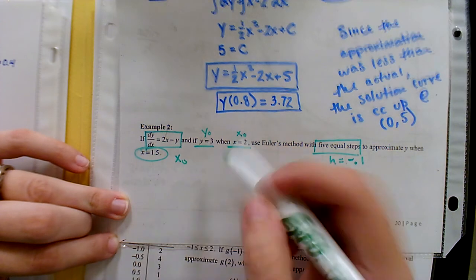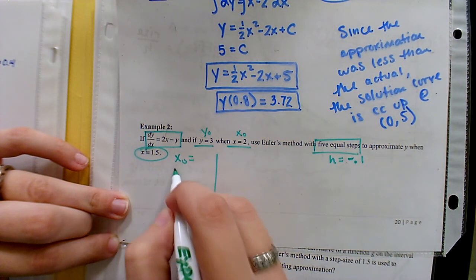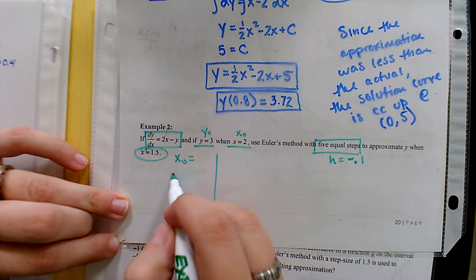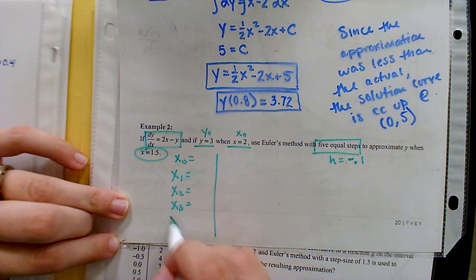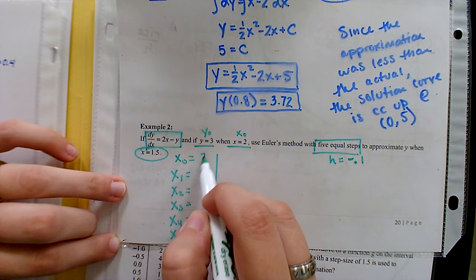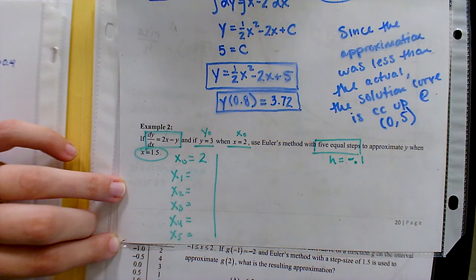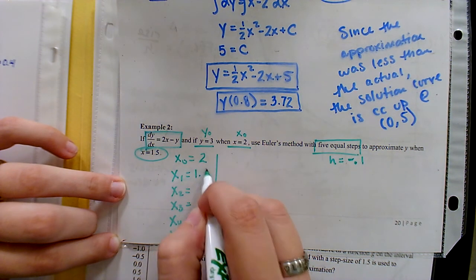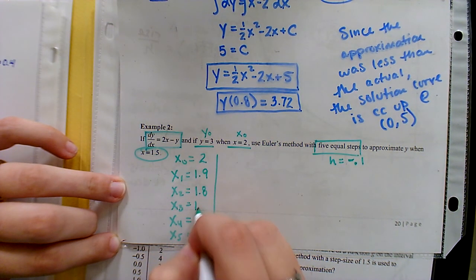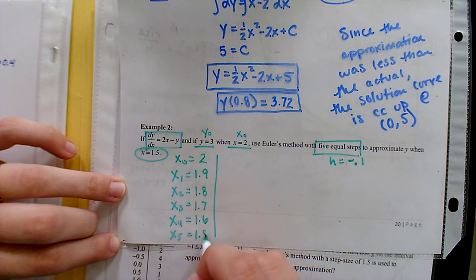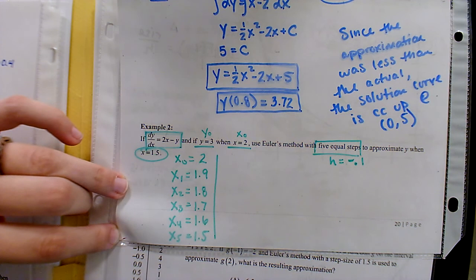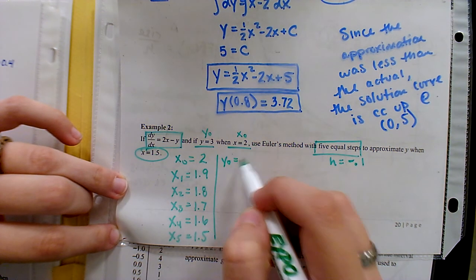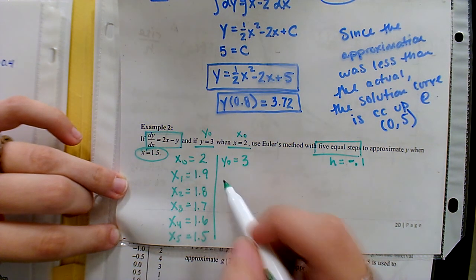Okay, so let's go ahead and we'll fill out a table. You don't have to do this. This is just what I do to keep everything organized. Okay, so we're starting with 2. And if we go backwards 0.1 every time, we'll have 1.9, 1.8, 1.7, 1.6, 1.5. Okay, the x's are always the easiest to fill out. So let's now figure out the y's. We're starting with a y value of 3.